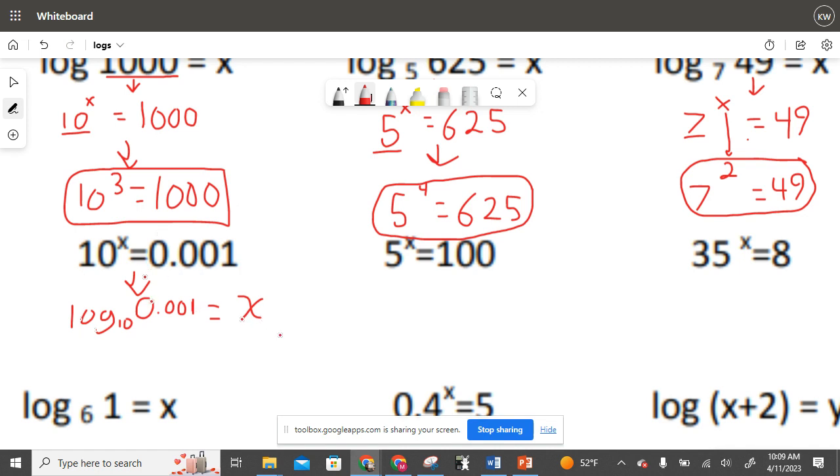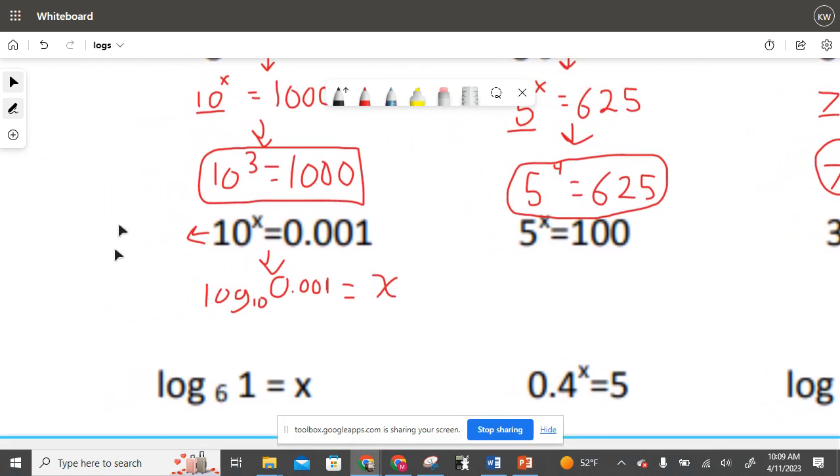Now, if you had to go through and actually solve this, you can figure out 10 to what power gives you this 0.001. This actually would be, I believe, 10 to the negative third. I'll go and write that to the side.